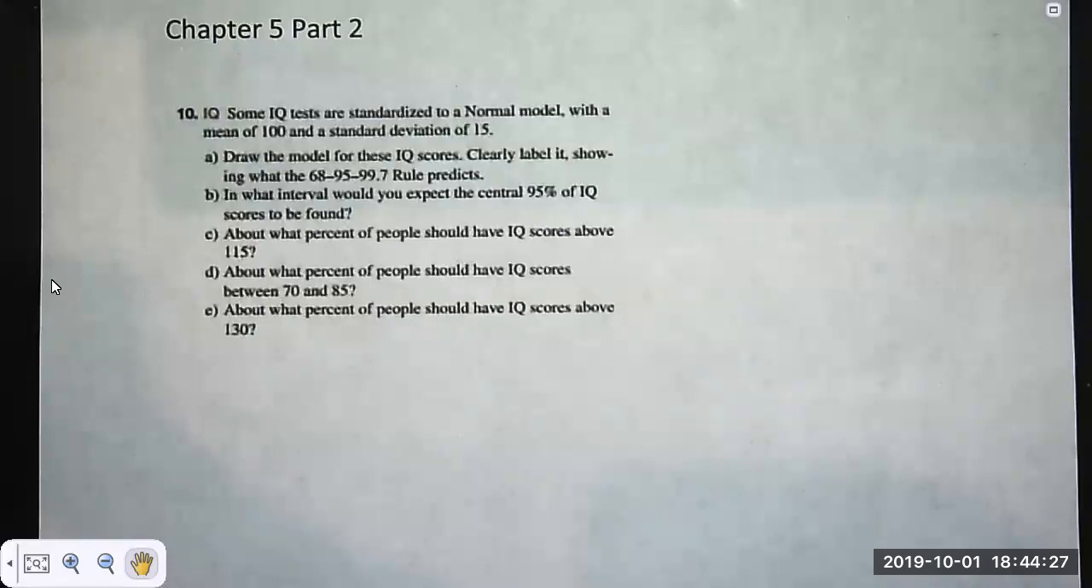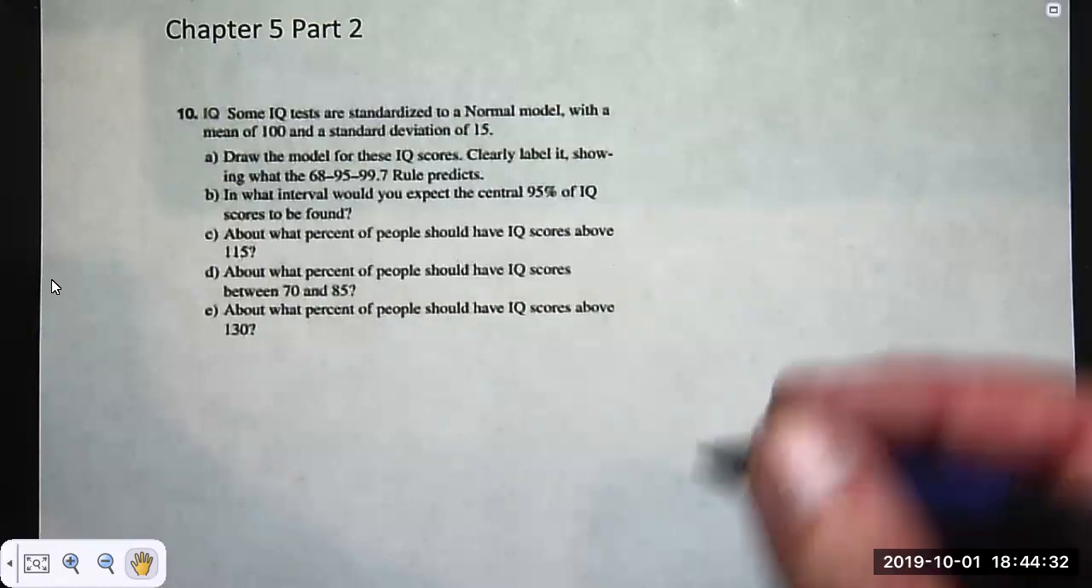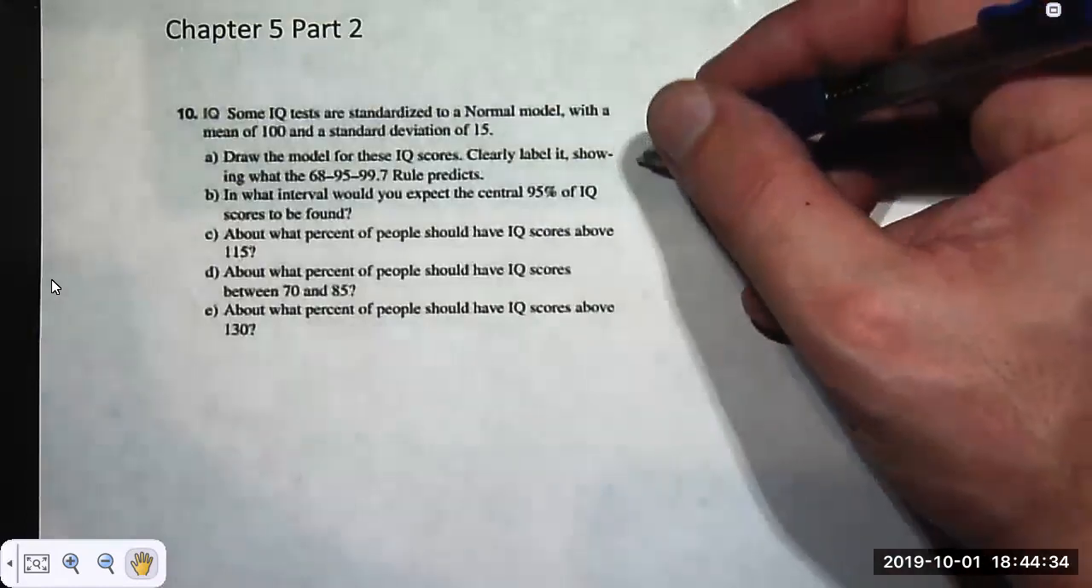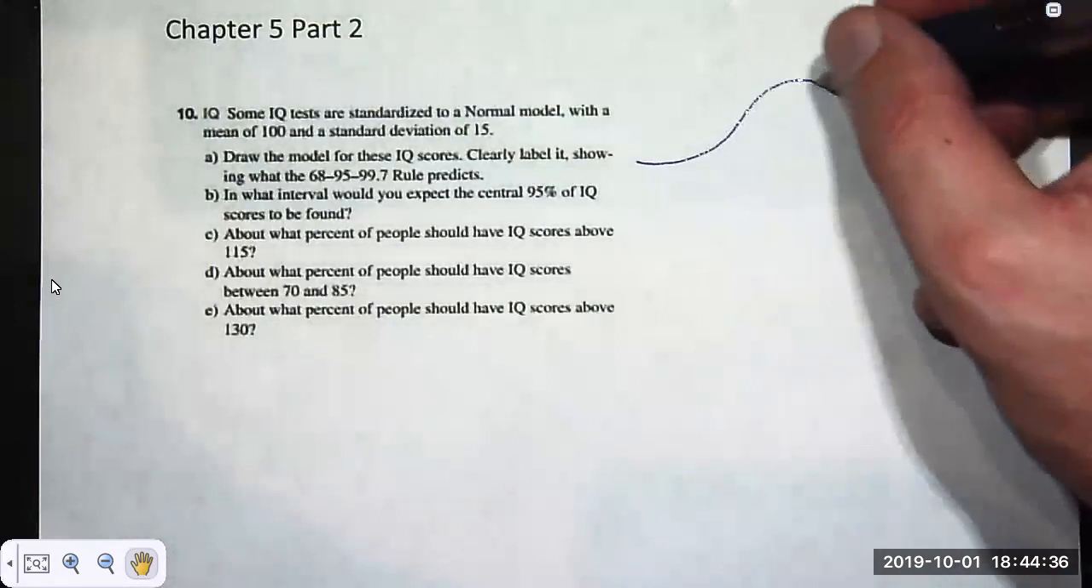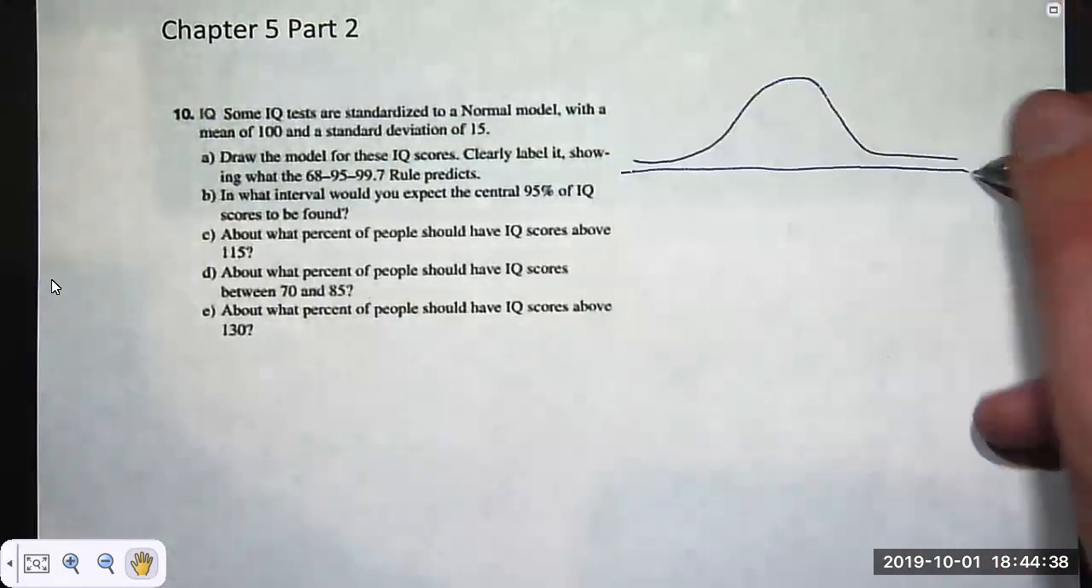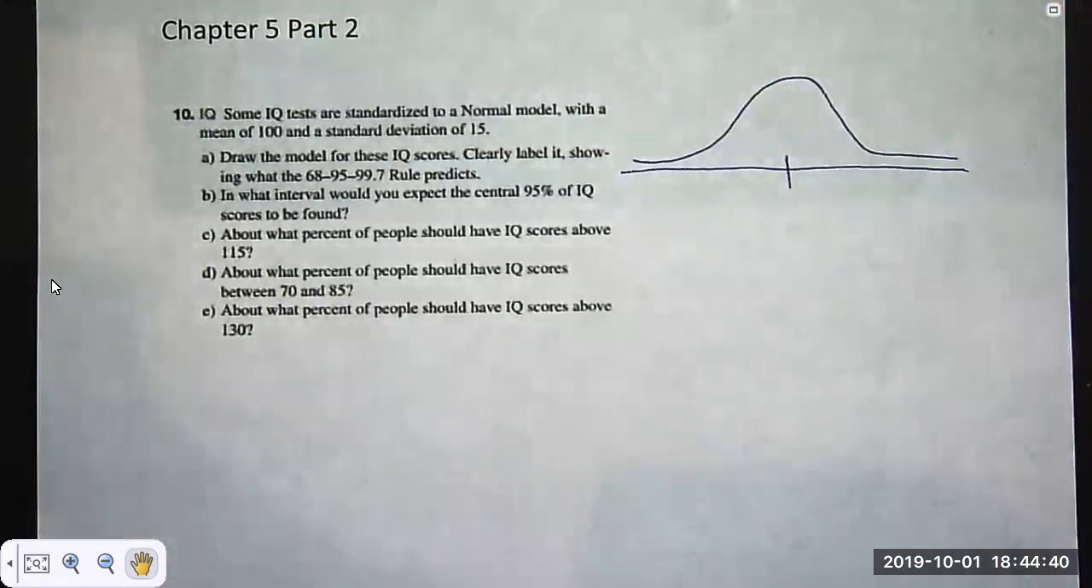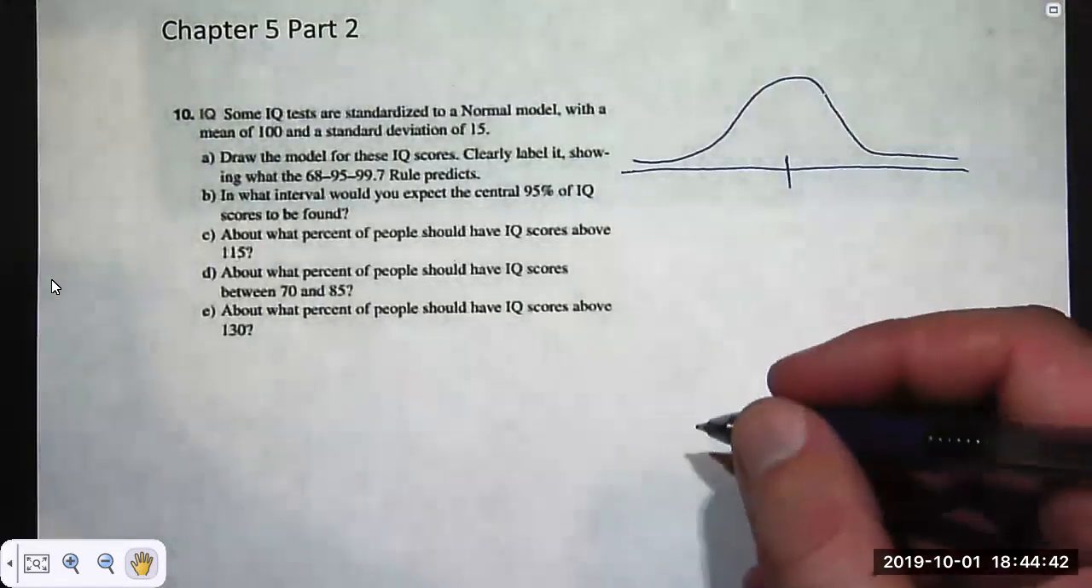So draw the model for these IQ scores, clearly label. So here we start with the mean, which was 100.